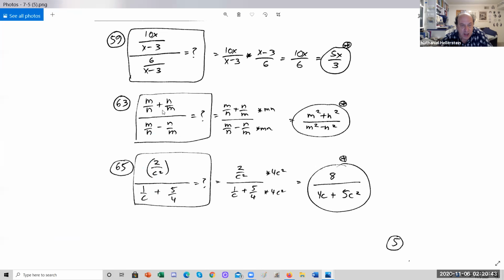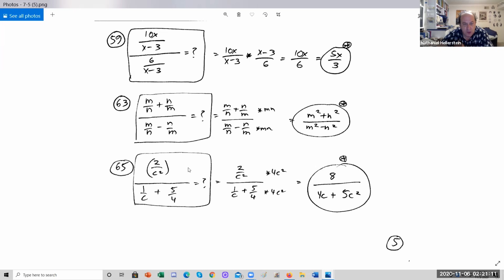Here you have m over n plus n over m divided by m over n minus n over m. And the main difficulty here is not confusing the letters m and n. All right. The inner denominators are m, n, and m, so multiply above and below by mn. This times mn is m squared plus n squared. This times mn is m squared minus n squared.